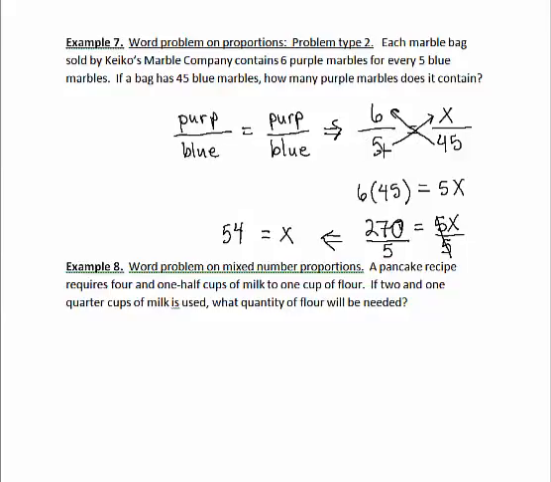So let's see. If we compare that to the original ratio, the ratio has us having 6 more purple marbles than blue. And that's exactly what we end up with. We have 54 purple marbles and 45 blue ones, more purple than blue. So this makes sense.